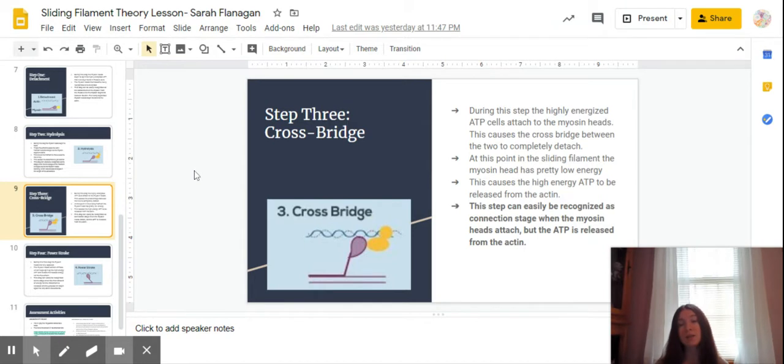Step 3 is known as the cross bridge, and here's a little visual of this step. During this step, the highly energized ATP cells attach to the myosin heads. This causes the cross bridge between the two to completely detach. At this point in the sliding filament, the myosin heads have pretty low energy, and this causes the high energy ATP to be released from the actin. This step can easily be recognized as the connection stage when the myosin heads attach, but the ATP is released from the actin.